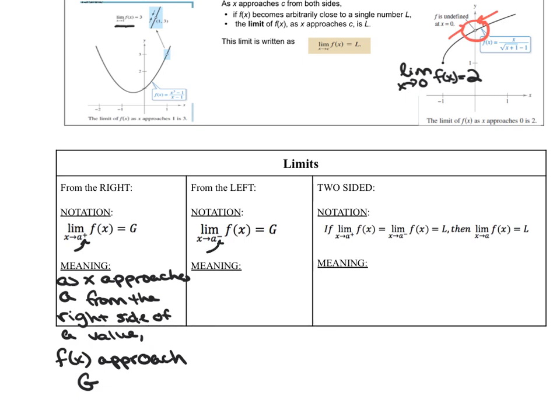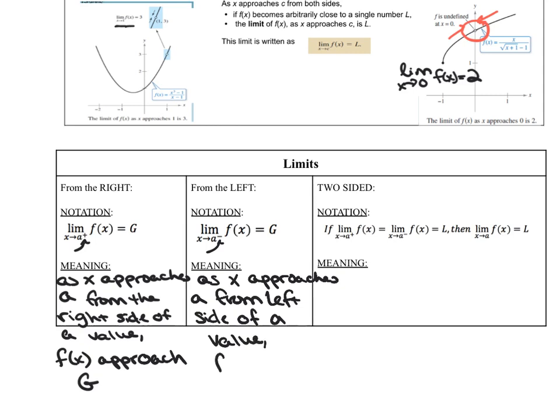You can also come from the left. You'll have a minus sign. And again, it means that as x approaches a, now this time from the left side of that a value, f of x, your y values, are again approaching g, some arbitrary number.